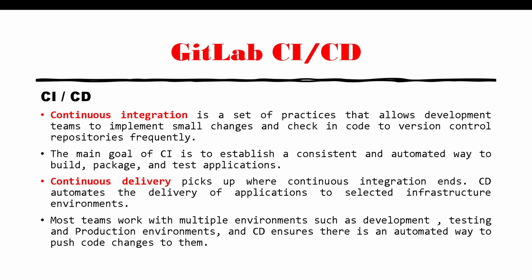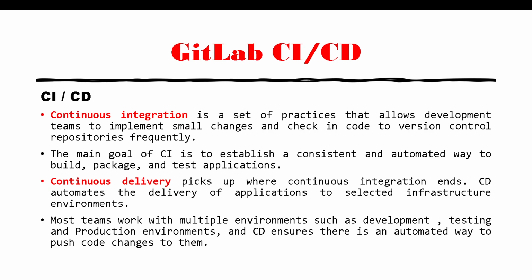CI, continuous integration, is a set of practices that development teams follow to implement small changes and push the code to the version control repositories frequently. The main goal of CI is to establish a consistent and automated way to build, package, and test applications. So that is continuous integration.